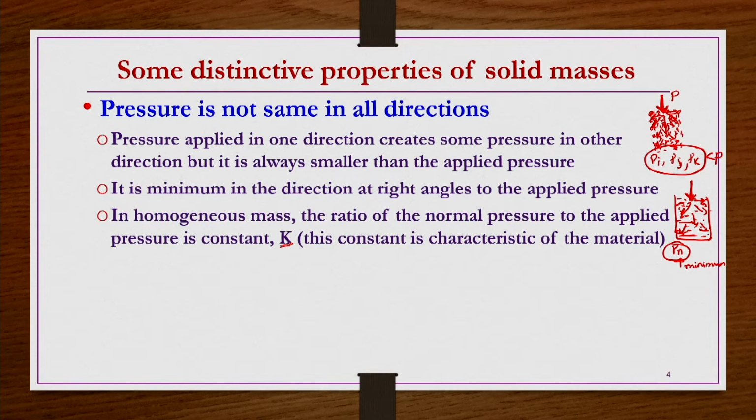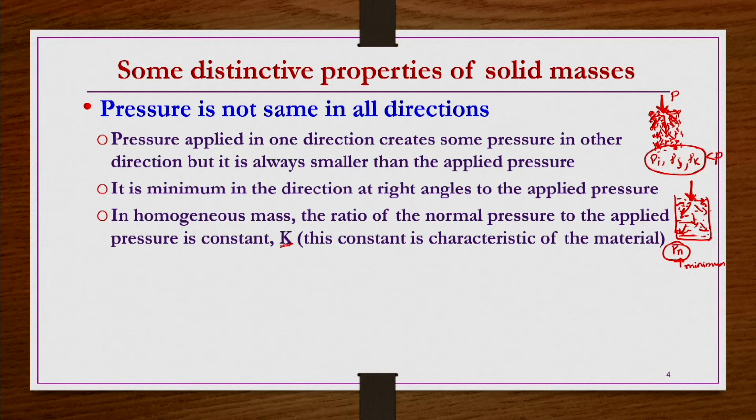Compared to the applied pressure, the pressure distributed in all other directions is definitely small. Amongst all, the pressure distributed at right angles to the applied pressure is going to be the minimum one. Minimum, but it is not negligible, and it is very important as well. Why important? In homogeneous masses, the ratio of this normal pressure to the applied pressure is a constant K. That is the reason it is important. Having this information is very important, because it is a characteristic of the material, of the solid mass that you have taken.